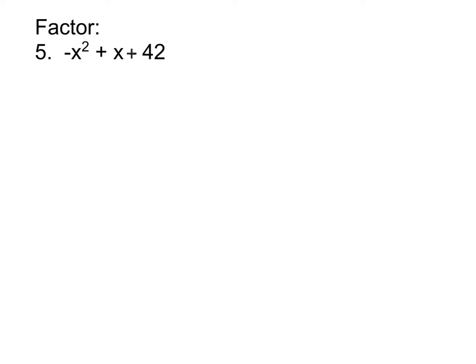All right, so for doing this one, you know how I said that we couldn't do the add 2, multiply 2 if the x squared was negative? Same thing here. I gotta make x squared positive. So I'm actually gonna factor out a negative 1 out of every term. When we do that, negative x squared becomes a positive x squared. Plus x becomes minus x. And plus 42 becomes minus 42.